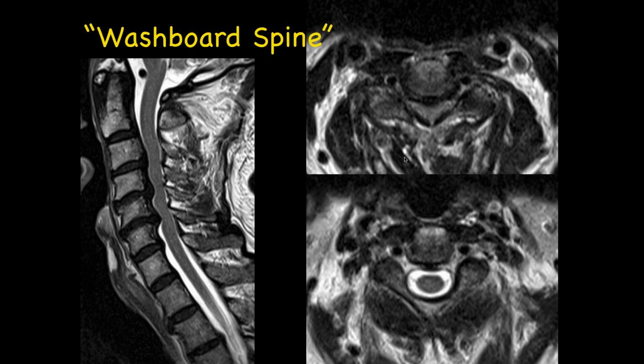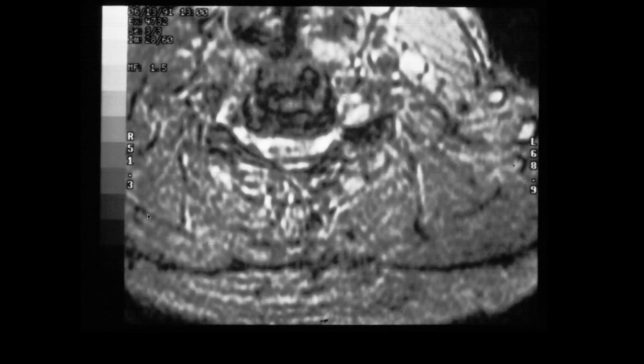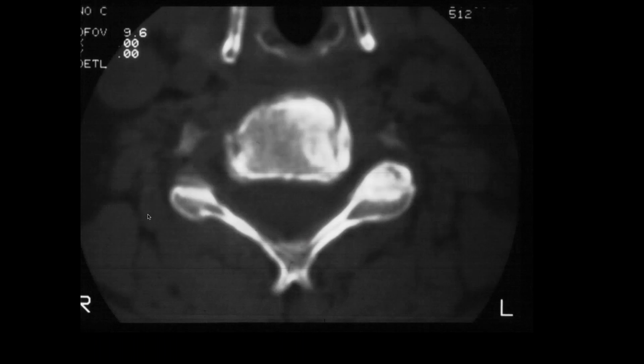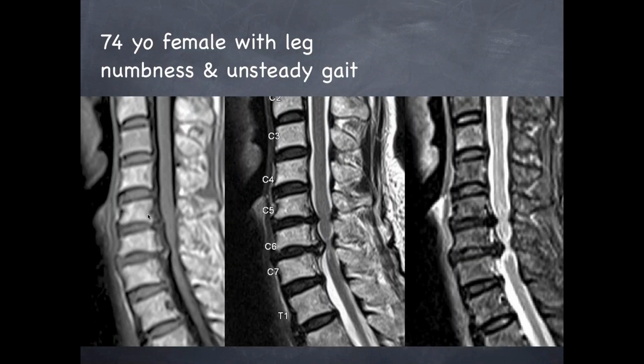Some people call this a washboard spine, and it's indicative of chronic degenerative disease. Generally, these patients have uncovertebral disease and facet disease with a little bit of instability, which has probably led to chronic trauma on the posterior longitudinal ligament and thickening of the ligament because of that.